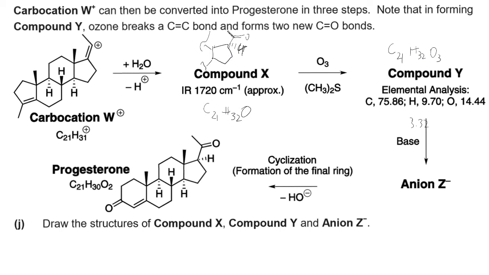Now looking at what it also has told us in the question about forming compound Y, ozone breaks a carbon-carbon double bond and forms 2 new carbon-oxygen double bonds. We didn't have a carbon-carbon double bond up here anymore in compound X because it's become a ketone. The only carbon-carbon double bond remaining in compound X is the one that was down here in carbocation W+.